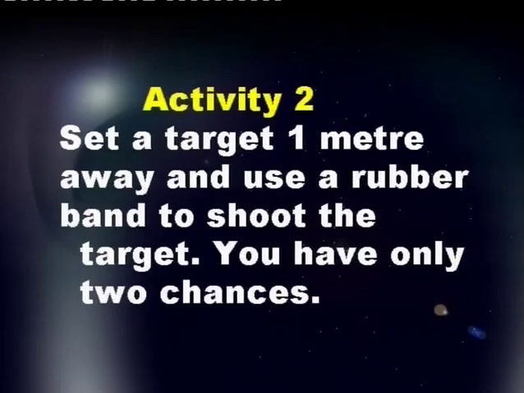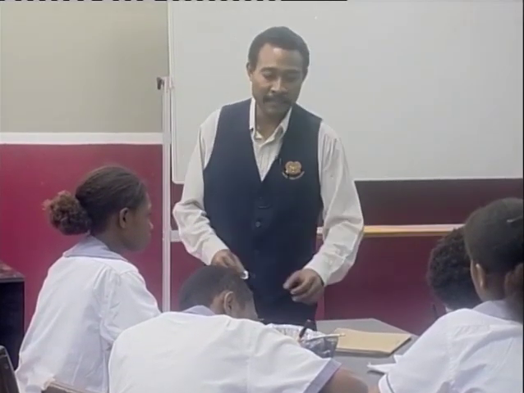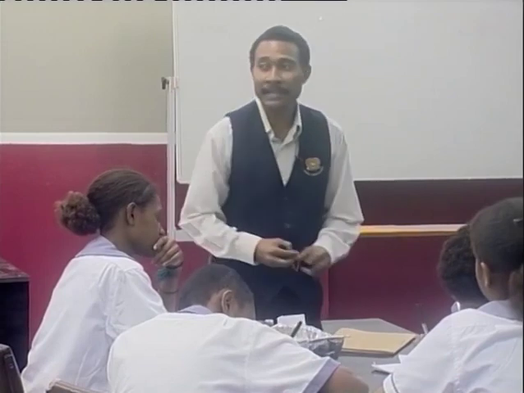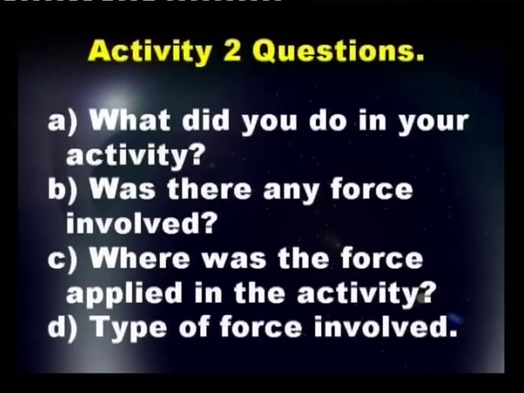All right, we will go on to activity 2. Your instruction, you will set a target 1 meter away and use a rubber band to shoot the target. You have only 2 chances. So you try 2 times and then you give the rubber band to your friend. You have 2 polyester foams there, one big one. The smaller one can be your target. And you can put it on that bigger one. And then you use the rubber band to shoot. We will go through the questions first. We have 4 questions for you.